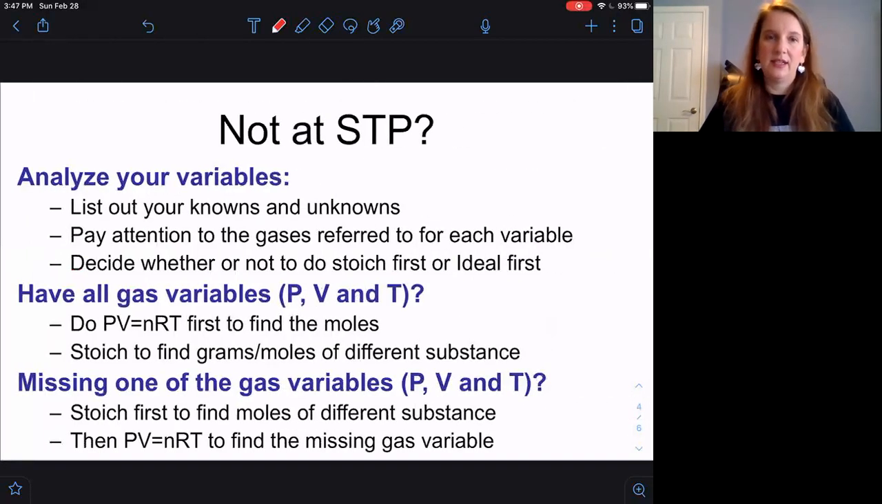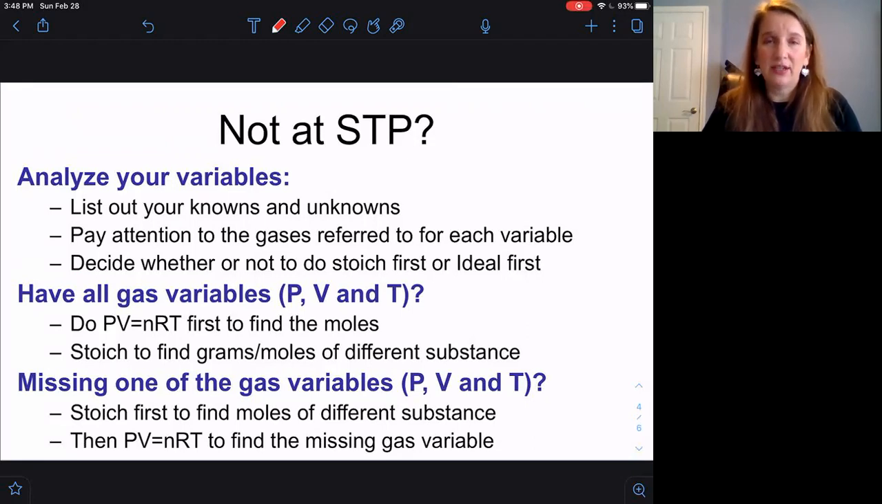Now, when it's not at STP, you have to really analyze your variables so you can figure out what to do with the information that you have. So list out all of your variables. When you're looking at your variables, pay attention to what substance is being talked about. Is that mass talking about a reactant or a product? Is the volume talking about O2 or is it talking about CO2?